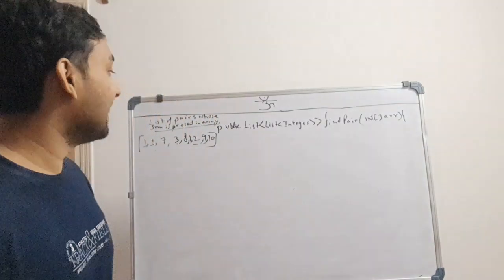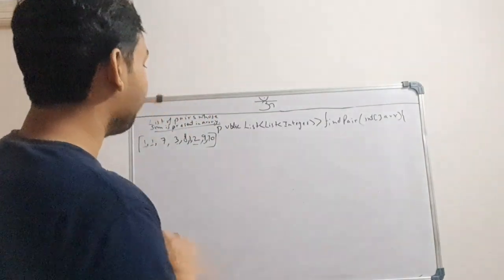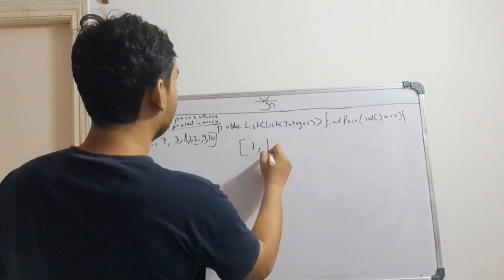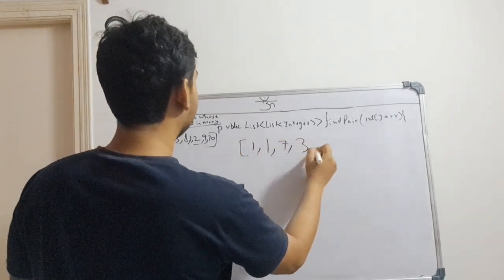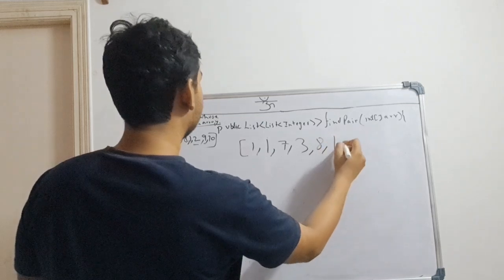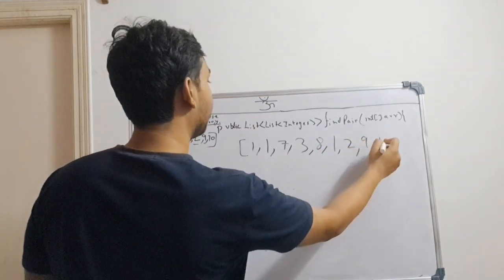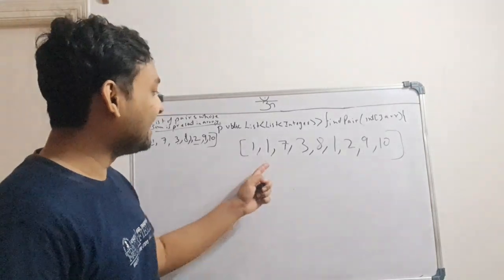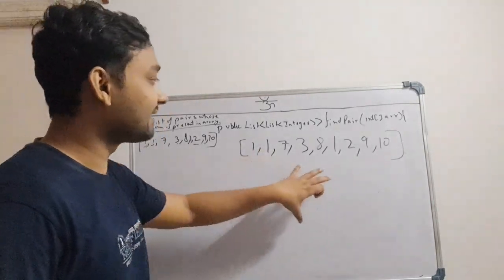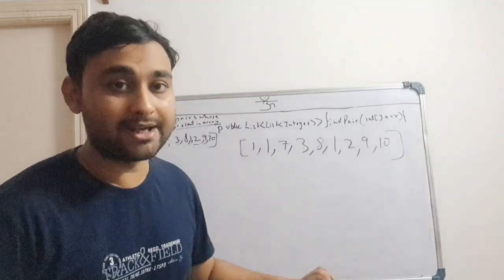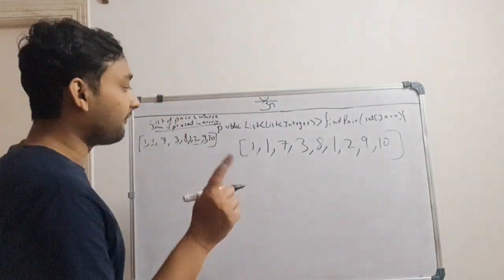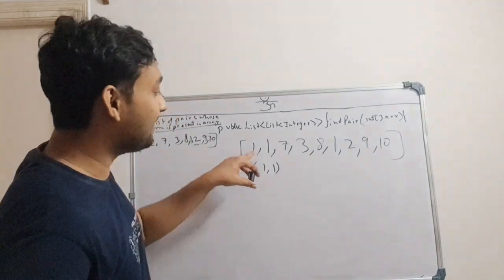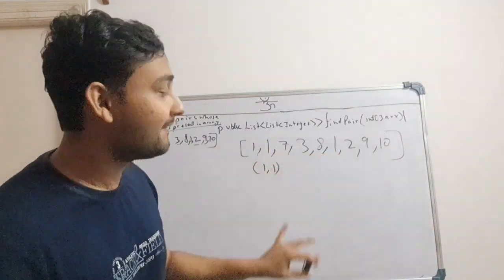Okay, so let's understand with one example. One example I can consider is 1 1 7 3 8 1 2 9 10. Let's suppose I am considering this example. In this example, what will be my pairs whose sum is present in the given array? So the first pair will be 1 comma 1. Why? Because 1 plus 1 is 2, which is present in the given array.